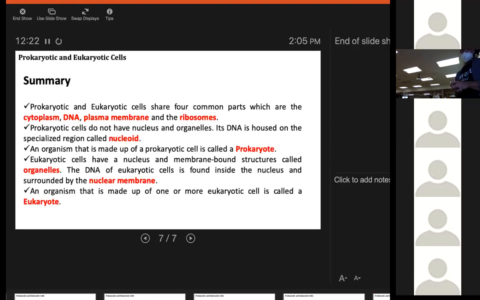Eukaryotic cells have a nucleus and they have membrane-bound organelles, right? And the DNA inside eukaryotic cells would be protected inside the nucleus. That nucleus is surrounded by another membrane, so the DNA is not in the cytoplasm. It's inside the nucleus.